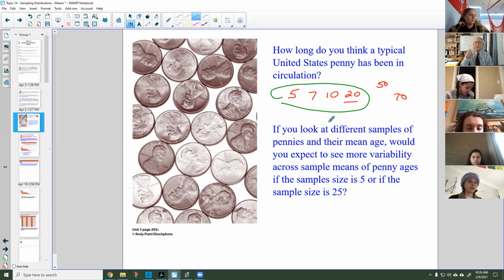If I look at different samples of pennies and their average age, would you expect to see more variability when I had samples of 5 pennies or when I had samples of 25 pennies? Where is there going to be more variability? With a sample of 5 or a sample of 25?